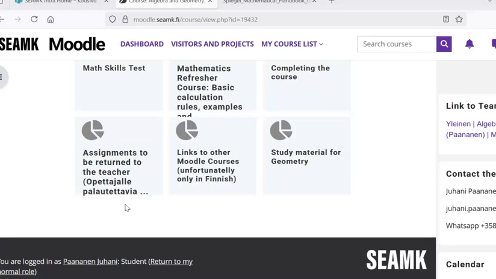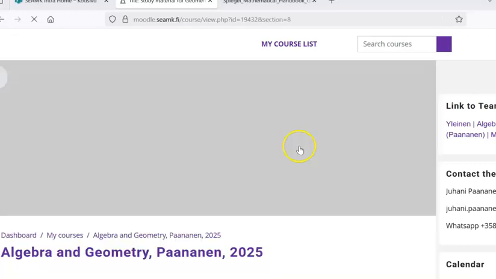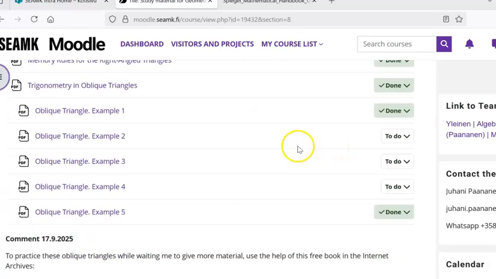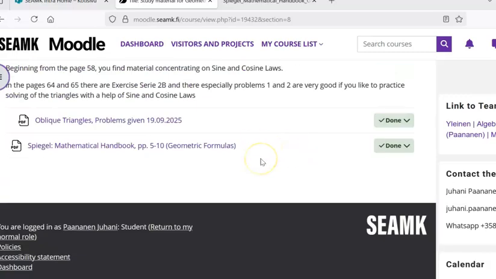Yes, I will show the Moodle page at this point. I have added there some formula pages concerning geometry. Here is study material for geometry. This point here, and there I have added some pages from an English mathematical handbook, which concerns geometric formulas for area or volumes.